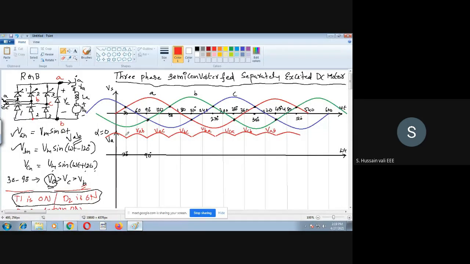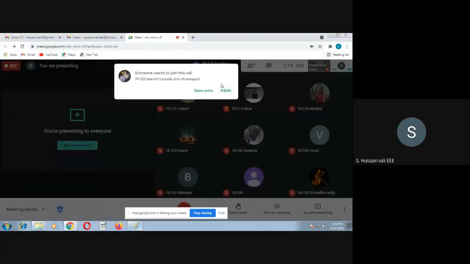You see now, this is VCB. Likewise you will write. Remember, this is for alpha equal to 0 degrees. This is how you got it for alpha equal to 0 degrees. One thing I will tell you: if alpha is more than 0, say for example I will just take alpha itself, in that case you will find a small difference.